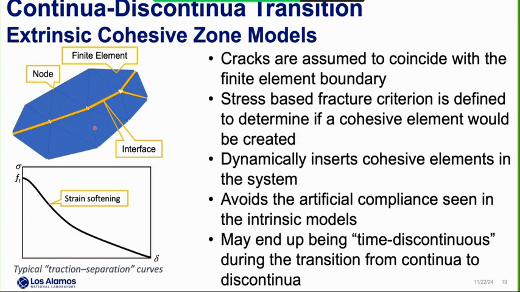So another group of cohesive zone models is called the extrinsic model. In this case, we dynamically insert the fracture into the system based on the local stress state. This approach avoids the artificial compliance seen in the intrinsic models. However, it may end up being time discontinuous during the transition from continuous to discontinuous.